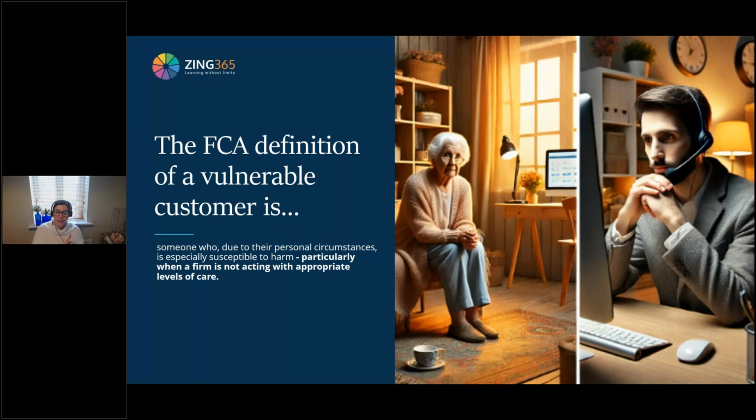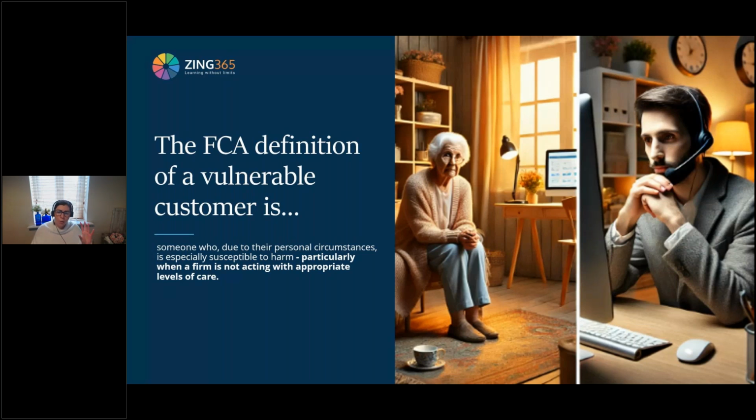Now, the FCA give us a definition of what they consider to be a vulnerable customer, and it's someone who, due to their personal circumstances, their situation, is more susceptible to harm. And that is particularly when a firm is failing to act with the appropriate levels of care. So all of their research and study in this area has found that firms not adequately supporting a vulnerable customer can absolutely make their situation worse. So this is why we need to make sure that we are protecting those individuals as best we can, supporting them as best we can.